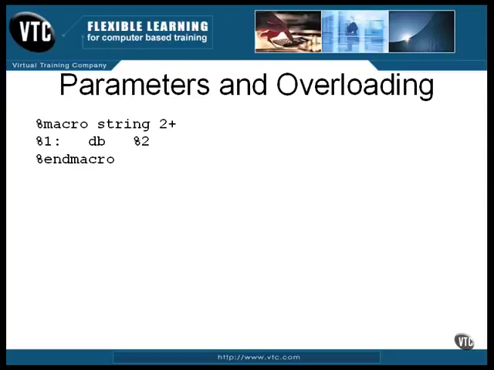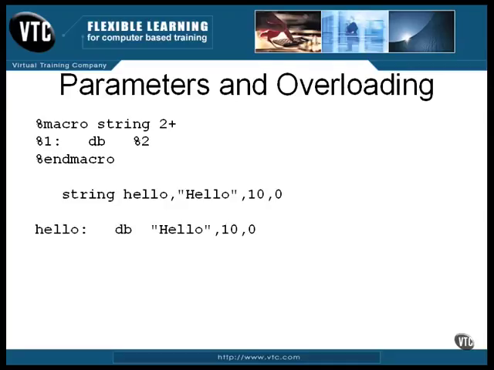The first one will be expanded as the first parameter, but the second parameter will be made up of all the rest of the arguments on the line. This macro could be expanded with this statement. The result would be as if you had written the line like this. All the remaining arguments with commas are included as one.